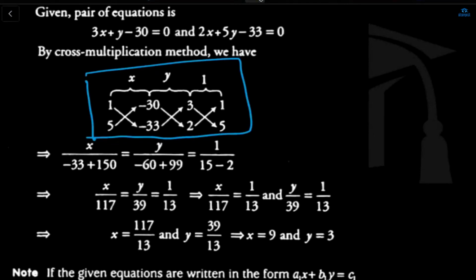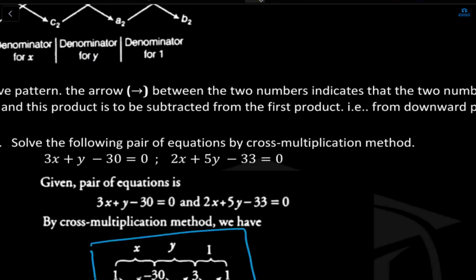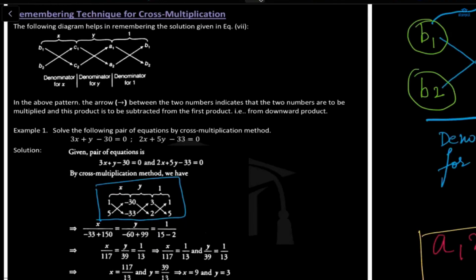In the same way you get the value of y: minus 30 multiplied by 2 is minus 60, and 3 multiplied by 33 is plus 99. Because between them there is a minus also, so it is plus and minus minus. Similarly the coefficient value is 1 by 15 plus 2. When you solve, you'll get the values of x and y. Any doubt in this cross multiplication? In the next class we will do cross multiplication in detail.